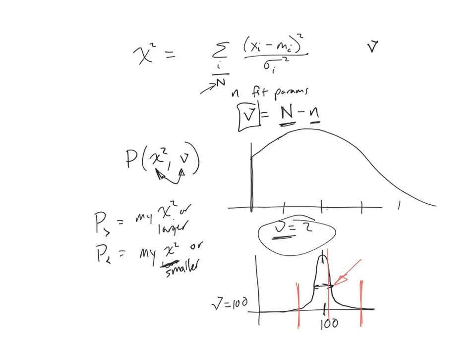So let's look at this. Actually, let's draw a brand new distribution and talk about this. All right. So here is the value of chi-squared for, we're going to say, 30 degrees of freedom. And here is the theoretical probability distribution of p chi-squared for nu equals 30.